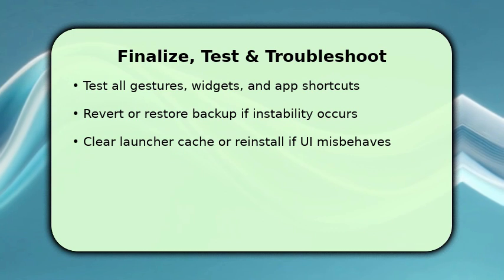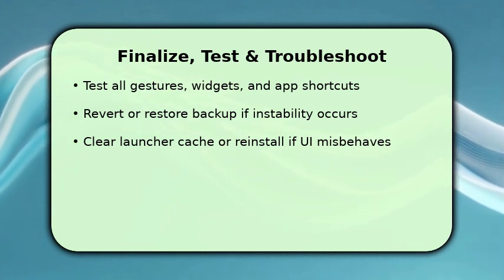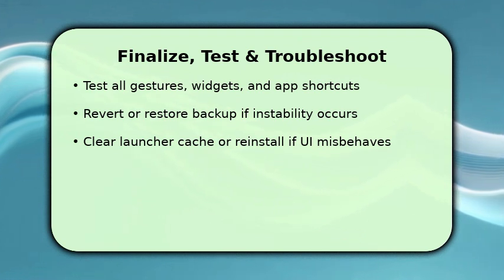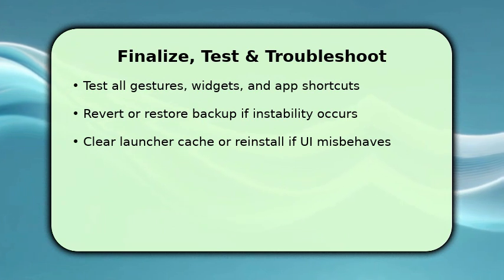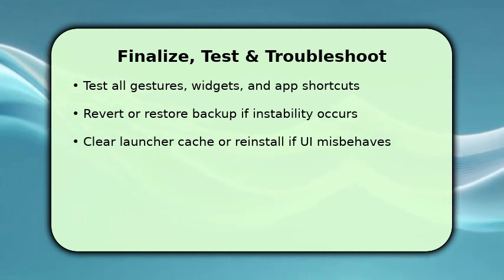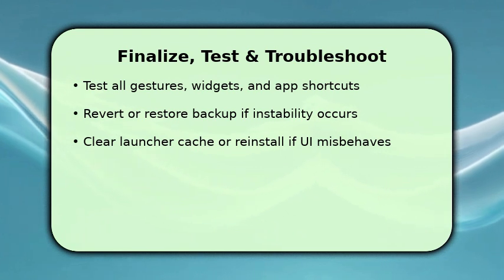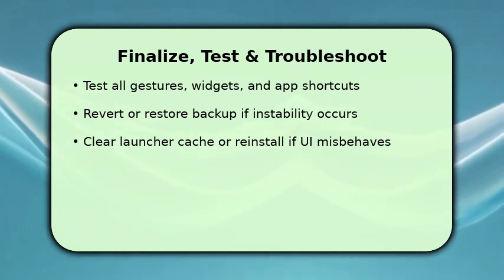Make sure app permissions and overlays still behave correctly. If something breaks, restore your backup or revert to the system launcher to isolate the issue. As a key troubleshooting tip, clear the launcher cache and data or reinstall the launcher before drastic measures. This often fixes layout corruption without wiping other app data.